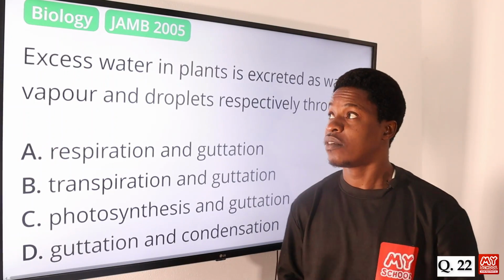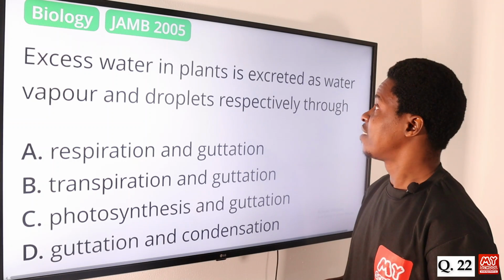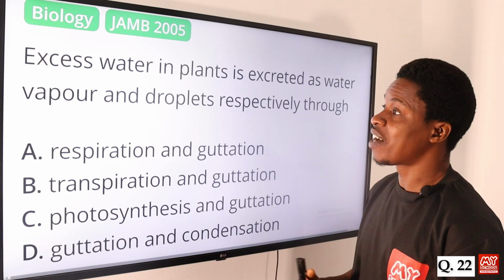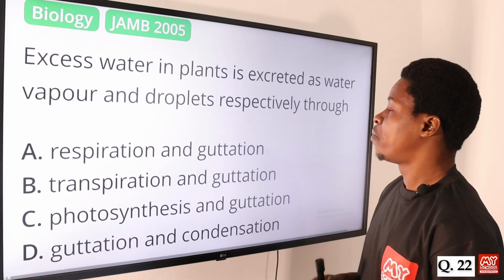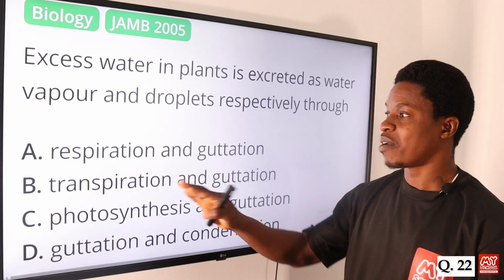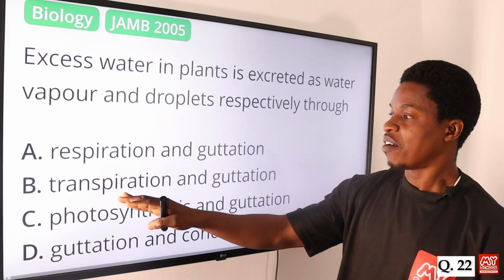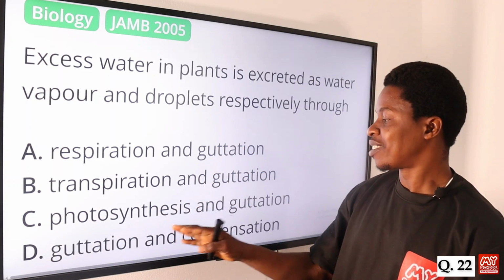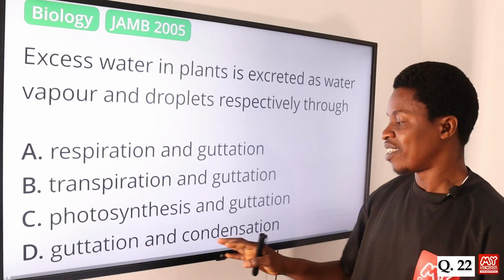Question number 22. Excess water in plants is excreted as water vapor and droplets respectively through what processes? If you see, we have two pairs of processes here. We have respiration and guttation, transpiration and guttation, photosynthesis and guttation, and guttation and condensation.